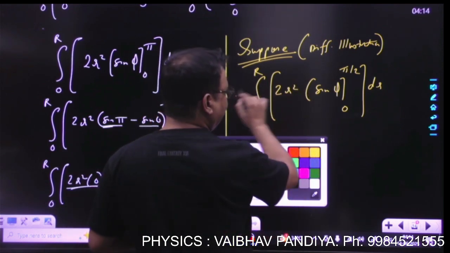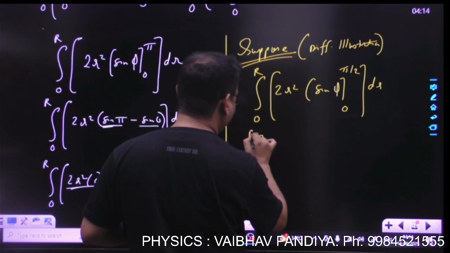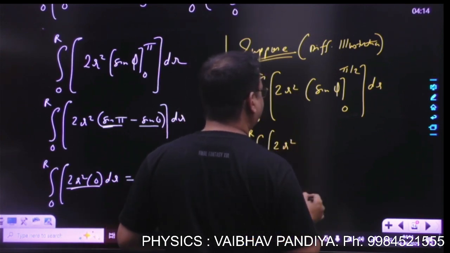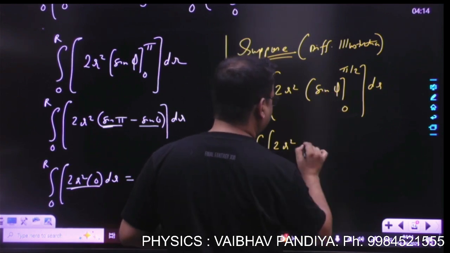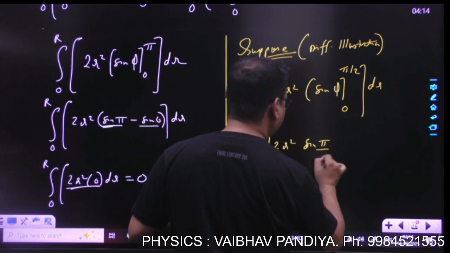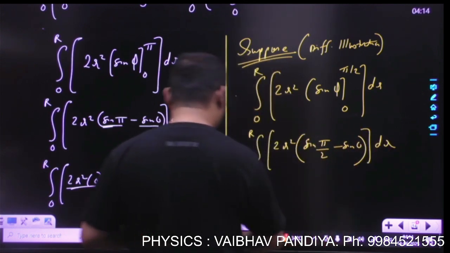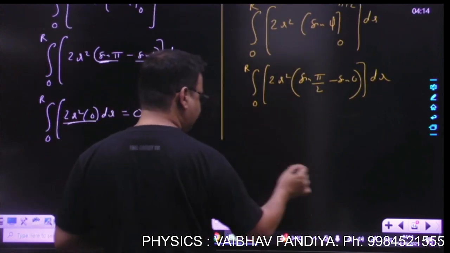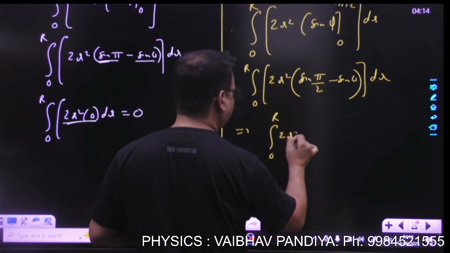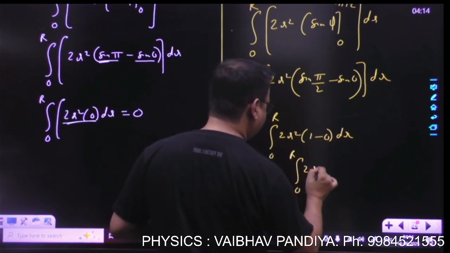Now suppose the limits had been 0 to pi by 2, so it would have been 0 to r, 2r square, and the integral, sorry, already we did the integral, the limit will be pi by 2 minus 0, so sin pi by 2 minus sin 0, and here what is left is dr. Sin pi by 2 is 1, sin 0 is 0, so it will be 0 to r, 2r square times 1 minus 0, dr, so you will get 0 to capital R, 2r square dr.